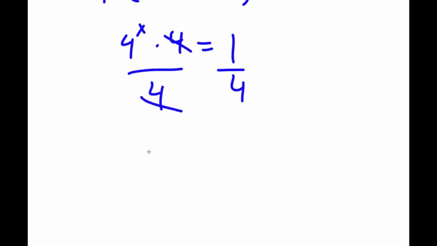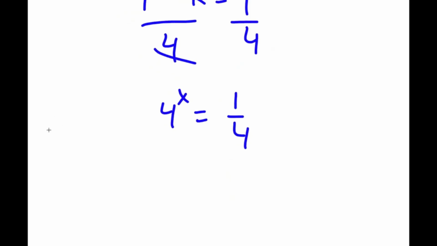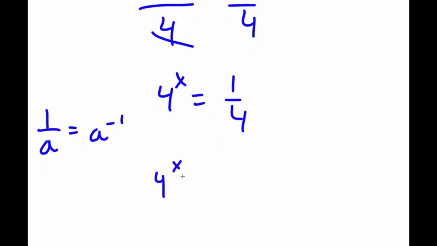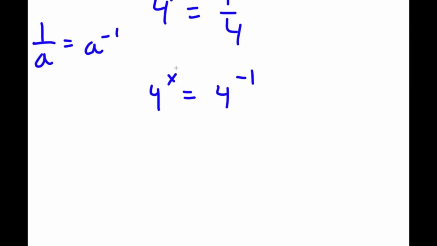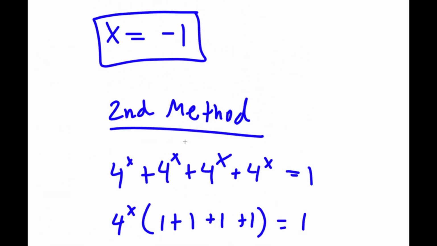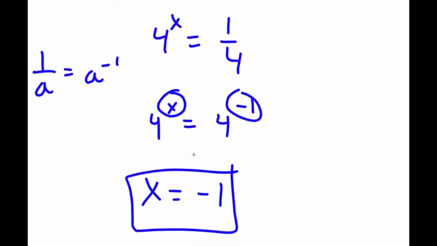So then these two cancel out, and I'll be left with 4 to the power of x is equal to 1 over 4. Now, if I have something in the form 1 over a, this is the same thing as a to the power of negative 1. So 1 over 4 is going to equal 4 to the power of negative 1. And now, since these two are equal to each other, the exponents are equal to each other as well. So I'm left with x is equal to negative 1 again. So that's two ways of solving this equation.